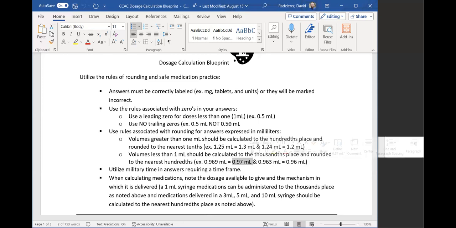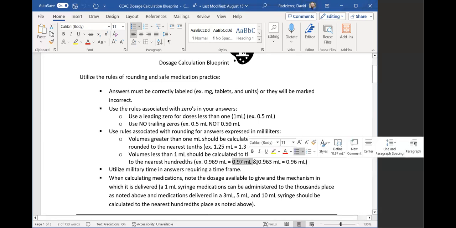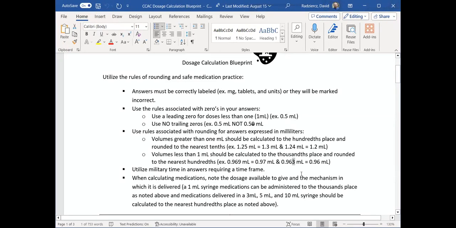Will you have an answer sometimes where it's just 0.5? Yes, and then that's your answer. You don't put a trailing 0 on. Just leave it as 0.5. And then the same thing, if I have 0.963, I'm going to look at that 3. It's a number less than 5. So I'm going to leave it at 0.96 milliliters.